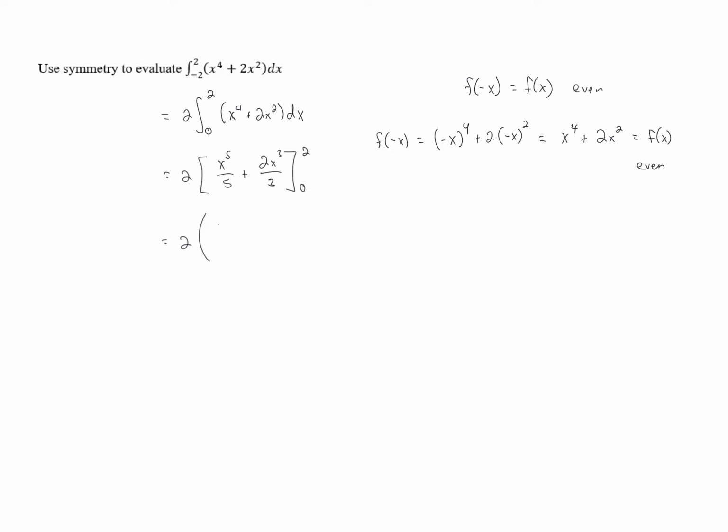When we evaluate that at 2, that's 2 to the fifth over 5 plus 2 times 2 cubed over 3. And we know that this is going to be 0 when we plug in 0 for x. So we're good to go there. Now let's see. 2 to the fifth, 2, 4, 8, 16, 32. So that's 32 fifths plus, what is that, 16 thirds. We're going to need a common denominator. That's going to be 15.